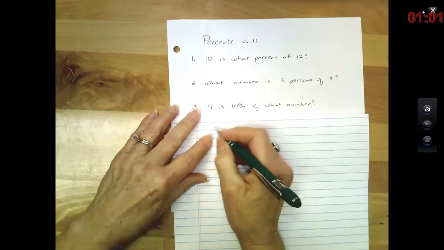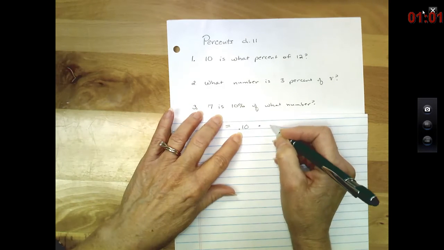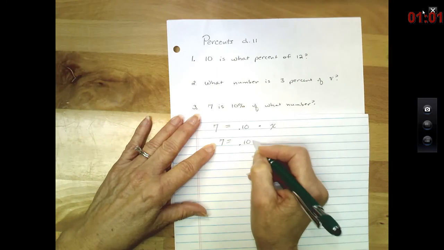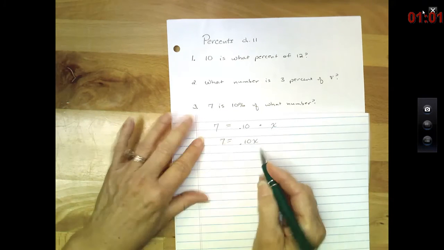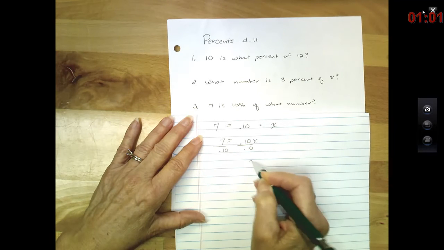Next one. 7 is 10% of what number? So 7 equals 0.10 times x. You want the x by itself, so you divide by 0.10. And that's how you get that answer.